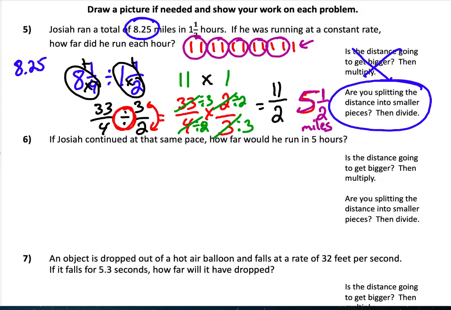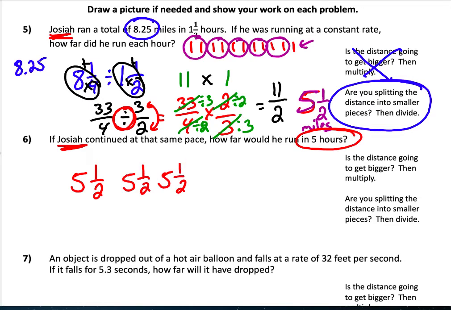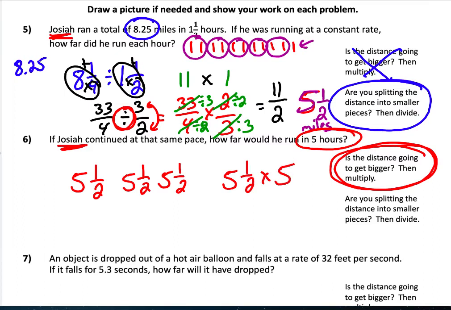Now, the next one actually carries on from the same problem. It says if Josiah, same person from number 5, ran at that same pace, 5.5 miles per hour, how far could he run in 5 hours? So he could run 5.5 the first hour, 5.5 the next hour, 5.5... Do you notice how it's getting bigger and bigger the longer that he runs? That means we want to multiply. So 5 1/2 times 5.